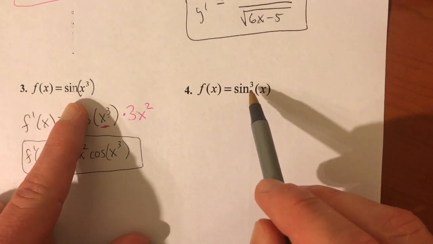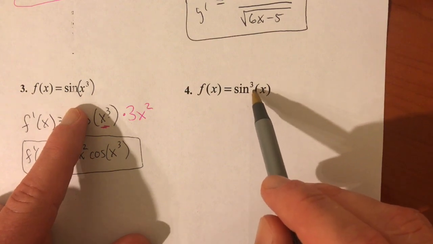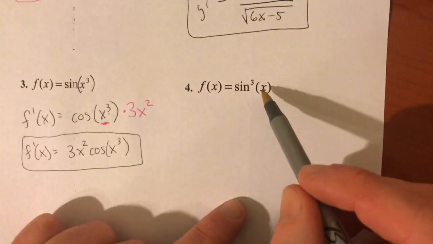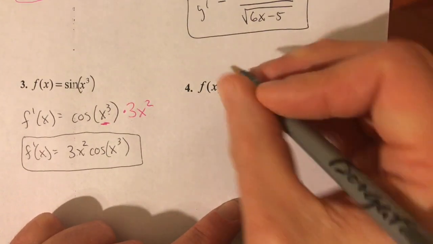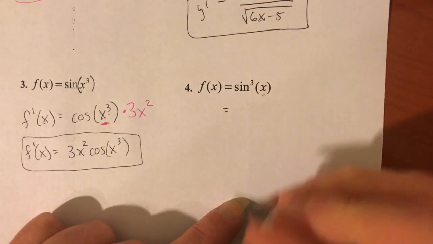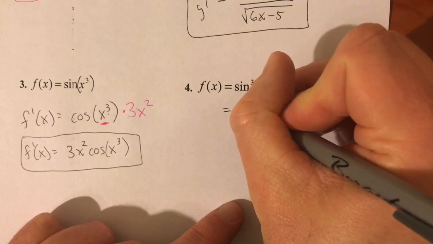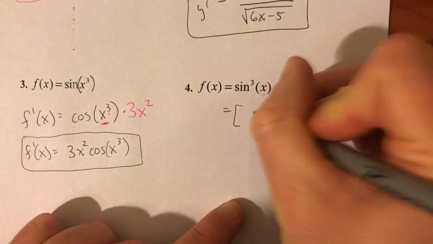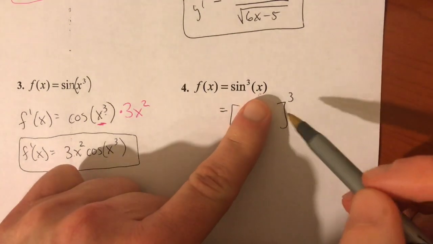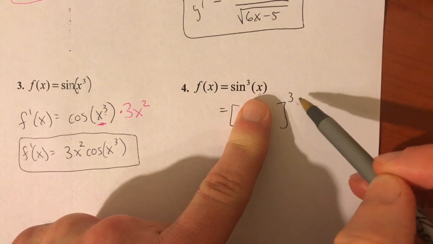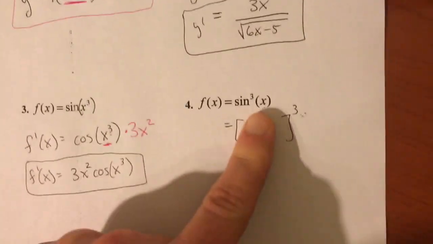Notice this is sine cubed of x. And this notation in trig means, what is it that's being cubed? It's not the x, it's not the angle, the argument that you're plugging in. It's the sine of that angle. So if you want to take a step and rewrite it, what you're really dealing with is sine of x being cubed. And that means in this case, when I go to do my derivative, the cubed is the outer function. So I'm back to doing a power rule like I did on these ones.